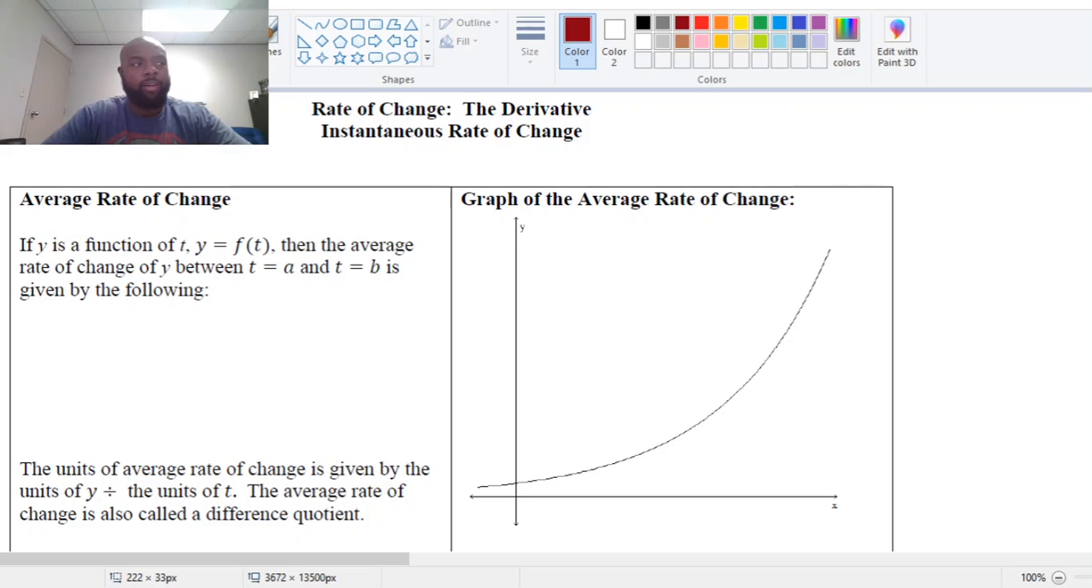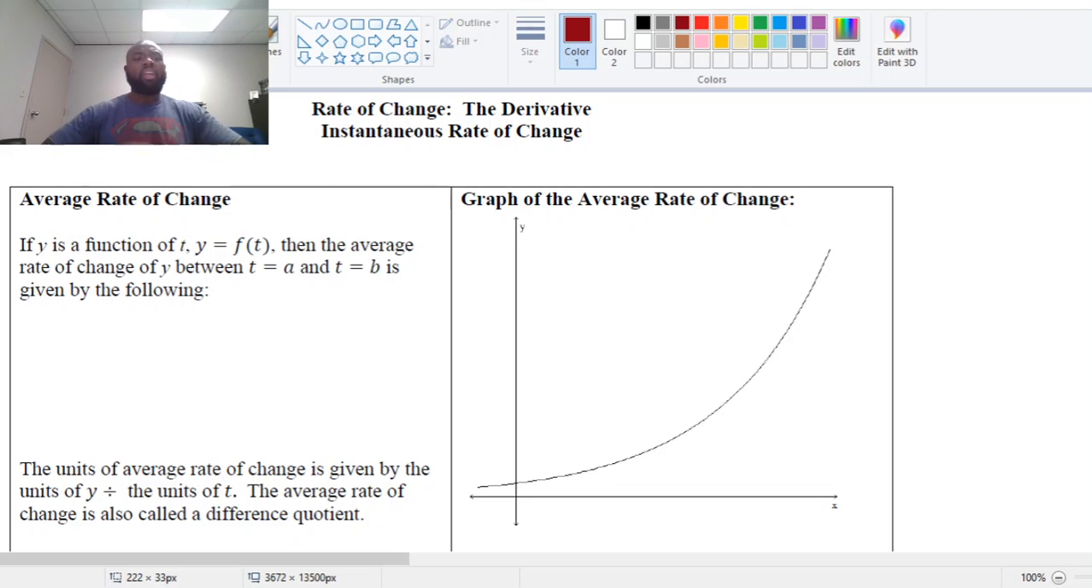But now we're going to get to what we call the derivative, which will allow us to calculate the rate of change of any function, whether it is linear or nonlinear. And so first, we're going to start talking about instantaneous rate of change. Before we get there, let's review what we know about average rate of change.